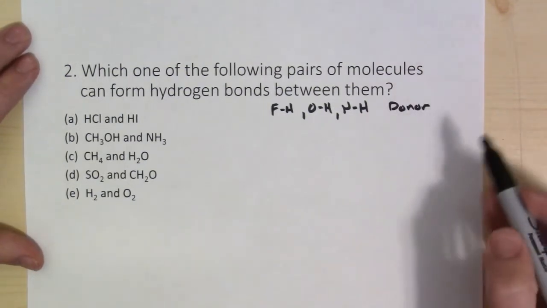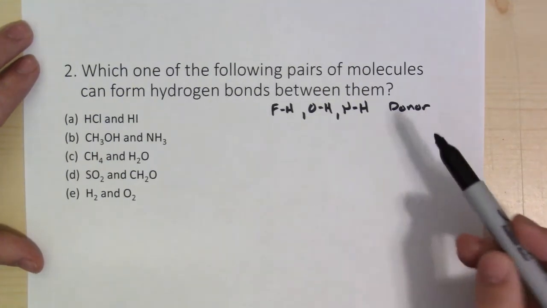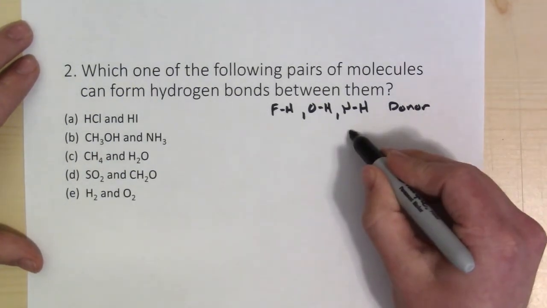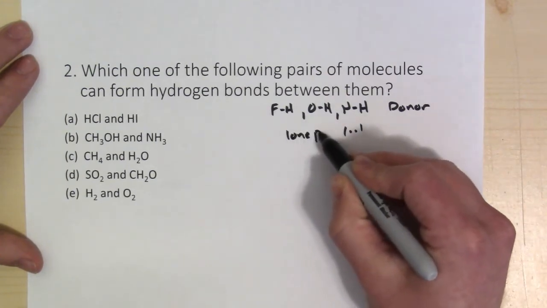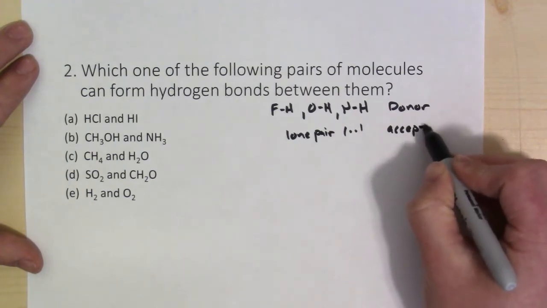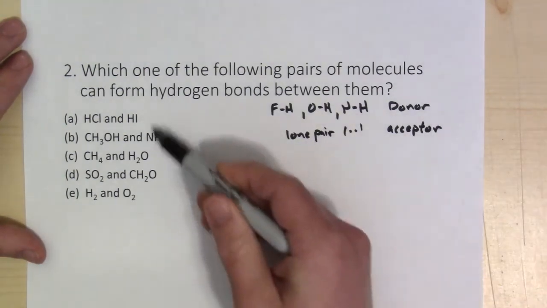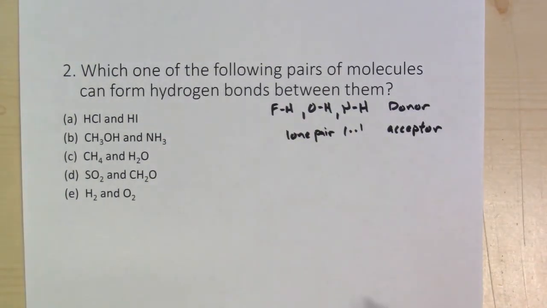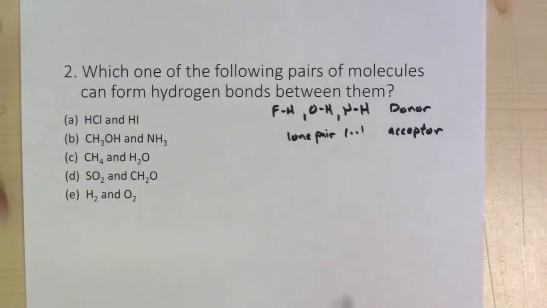So as long as one of the molecules has one of these 3 bonds, it can act as a donor, and then it will need a lone pair of electrons to act as an acceptor. So as long as we have one donor and one acceptor in the pair here, then the molecules can form hydrogen bonds between the 2.